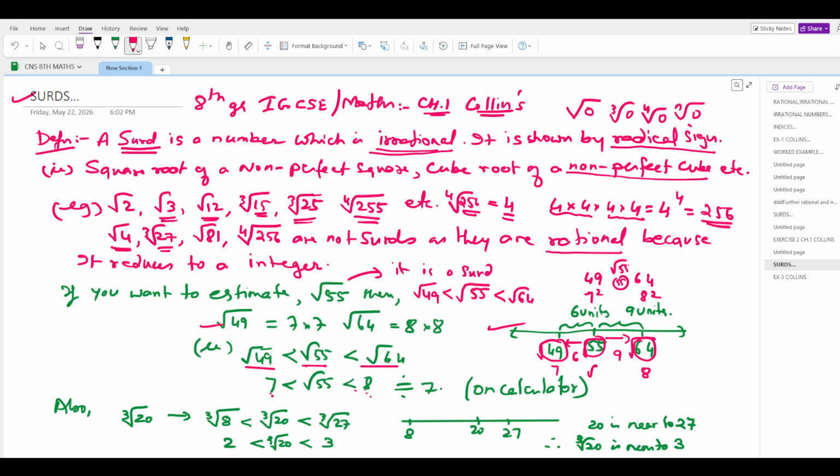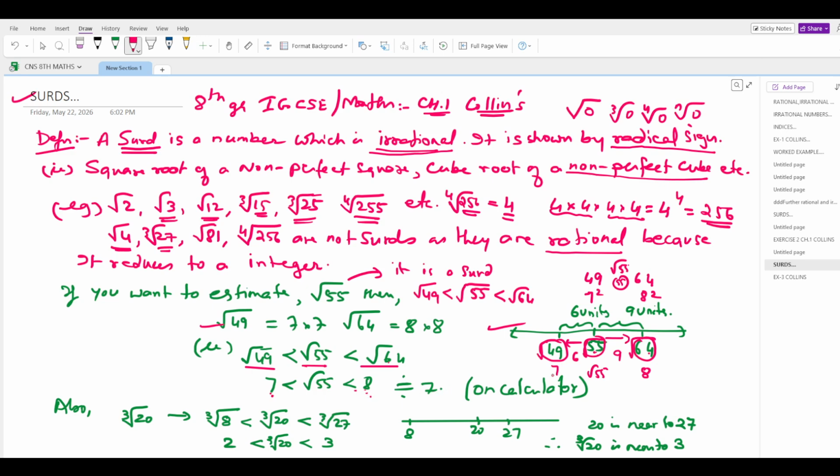So this square root of 55, don't you think it is nearer to this 7? Because between this and this, the distance is 6. And between this and this, the distance is 9. So you can say square root of 55 is closer to 6. So your answer should be around 6.4, you can say.